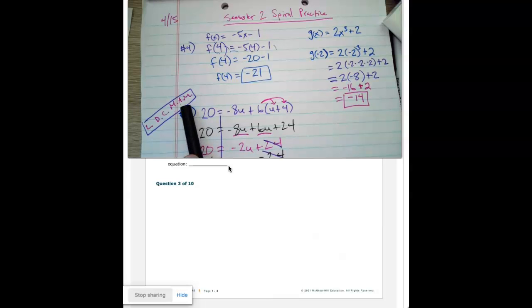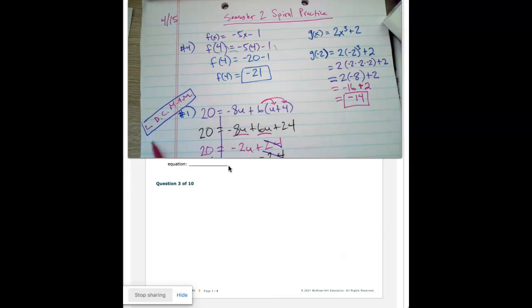This M stands for multiply or divide. In this case, we're going to divide by negative 2, because right now it's negative 2 times U. So in order to get rid of the negative 2 and get U by itself, get U isolated, we're dividing. So divide to get rid of it. A negative number divided by a negative number is a positive number. So that's it. U equals 2.